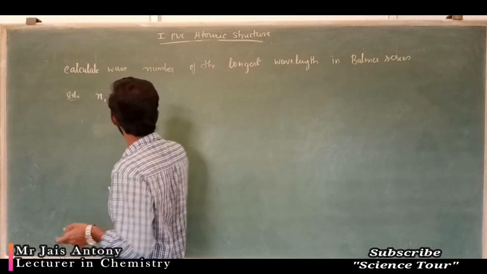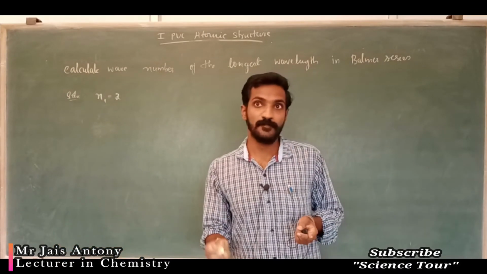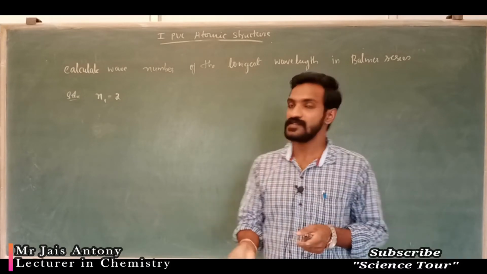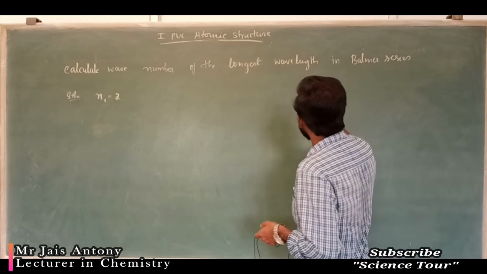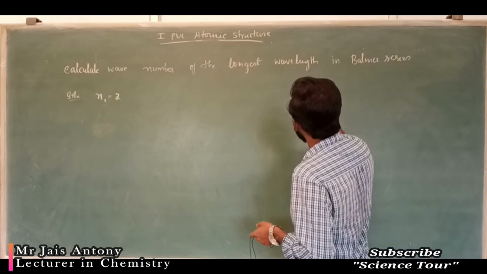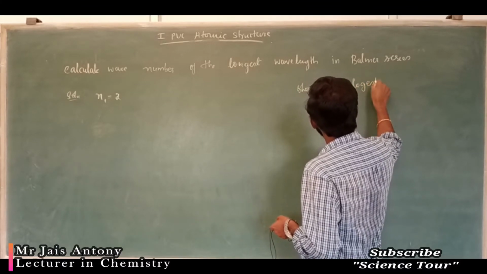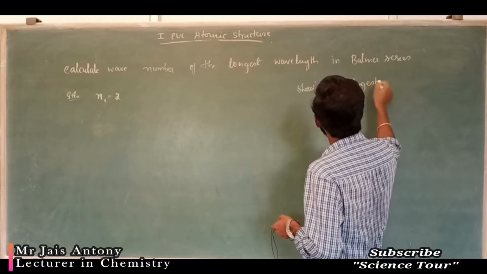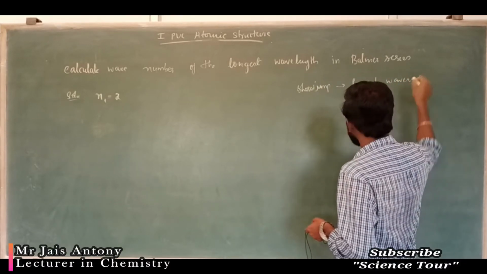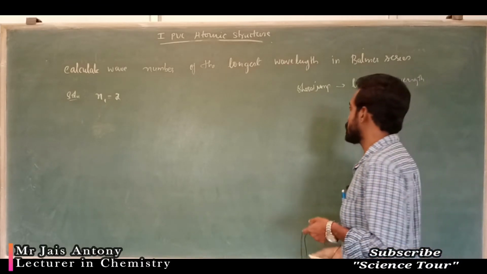Here you have to find the longest wavelength. That I told actually last class. If the jump is shortest, the wavelength is largest. Remember, shortest jump, longest wavelength. That I explained last class. Please go through that hydrogen spectrum video, in which I explained clearly.